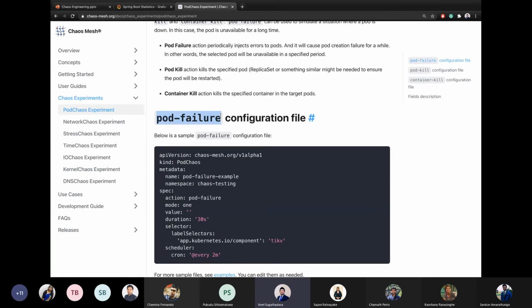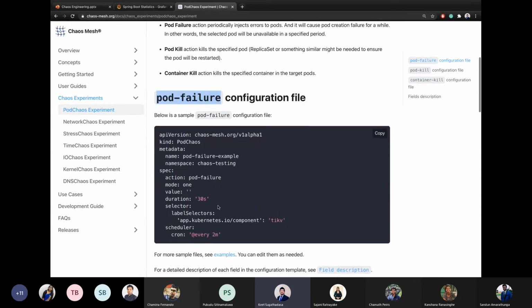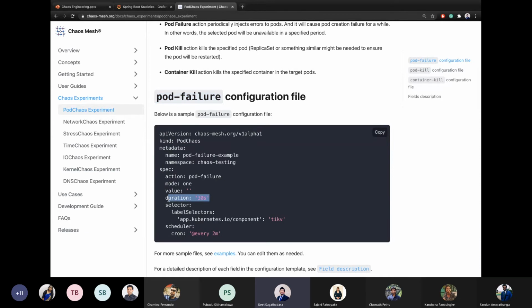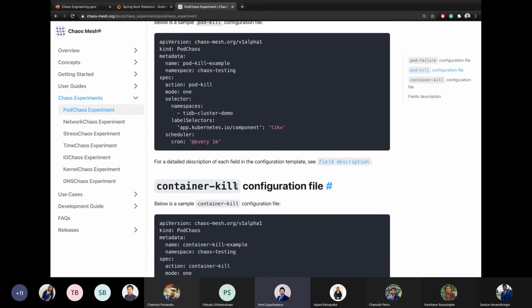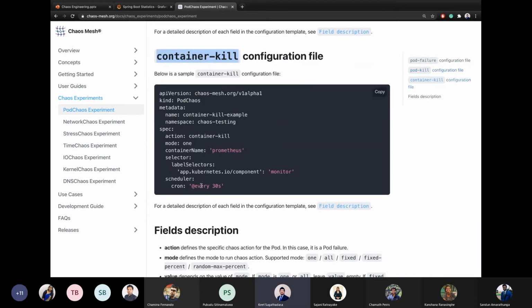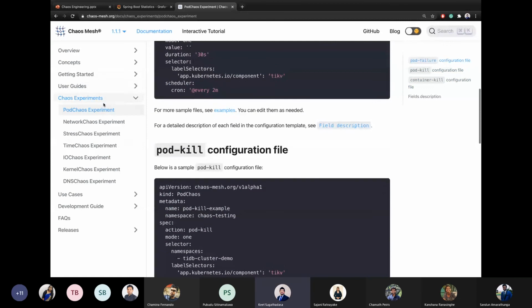So we can say that, okay, keep it down for, if you look at this example, 30 seconds. That means Kubernetes will try to restart new pods, but the chaos mesh will not allow them to start. That's called a pod failure. And similarly, we have a pod kill. This will just kill the pods. And then we have a container kill configuration. And we have different levels of configurations like this. And this is just on the pods on the Kubernetes cluster.